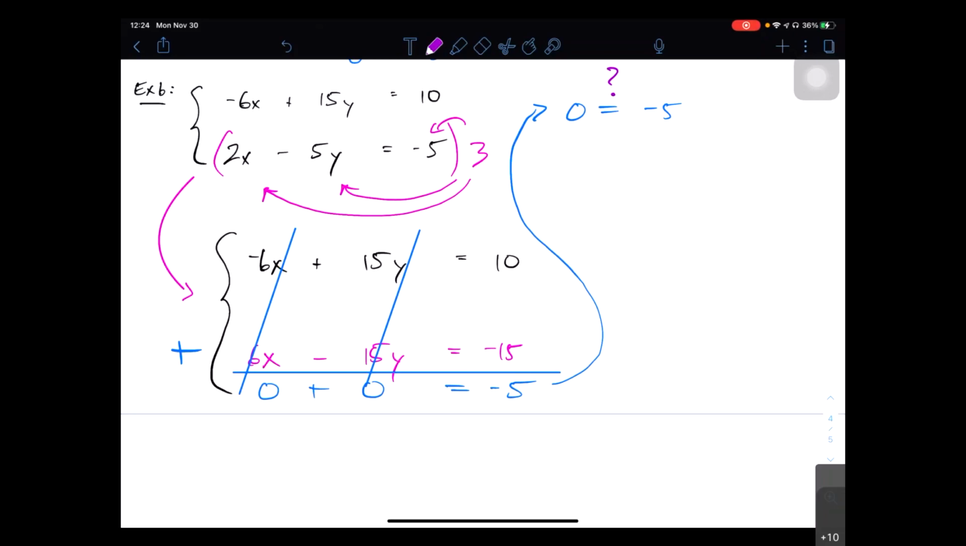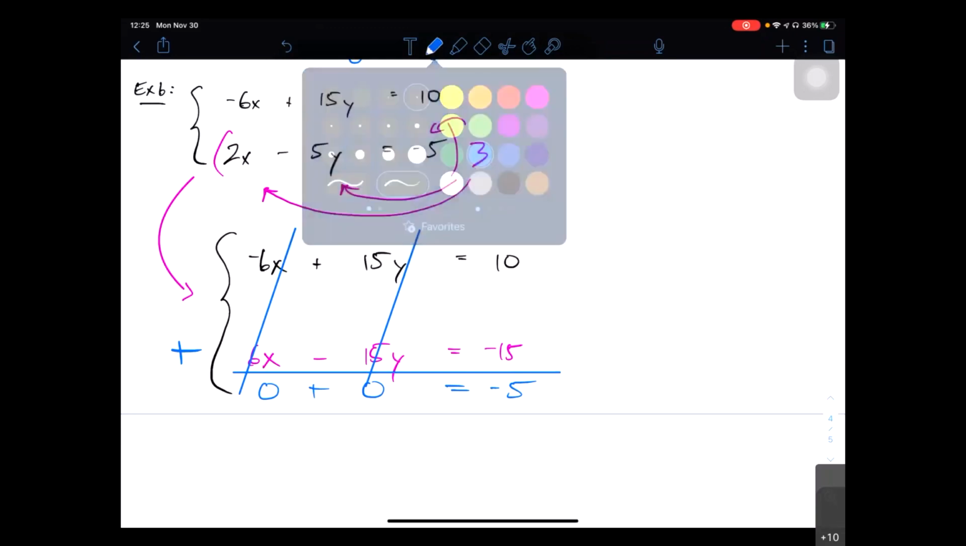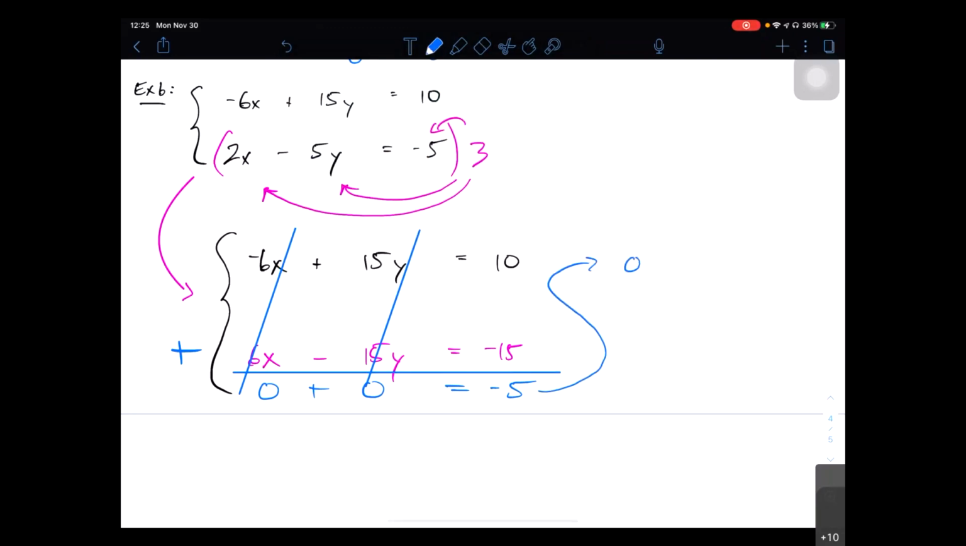And you ask yourself, is that a true or false statement? Hopefully people realize that that's a false statement. Let me write it over here. 0 equals -5. Is that true? And the answer is no. This is a false statement.